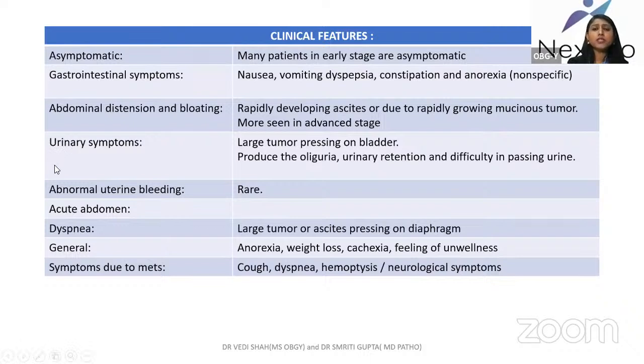Then patient might also, because of the rapidly developing ascites or compression of the tumor on the diaphragm, have a complaint of difficulty in breathing or dyspnea. And lastly, there would be general symptoms which patient might have, like weight loss, anorexia, vomiting, or cachexia, or a feeling of generalized unwellness. And maybe in terminal stages, patient presents to the doctor with the complaint of cough, dyspnea, hemoptysis, or even neurological symptoms because of the mets. So that was about how the patient is going to present to us.